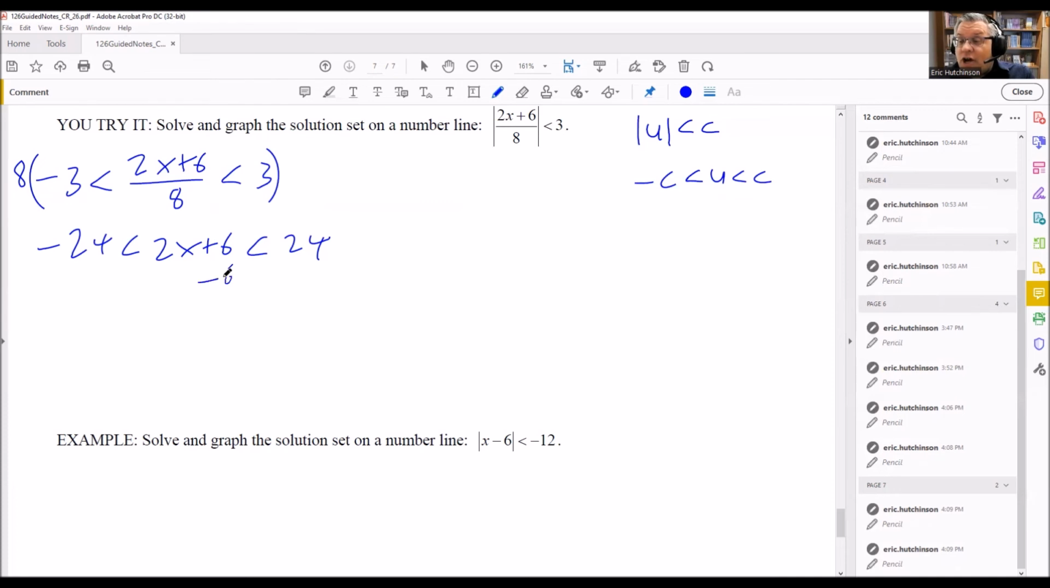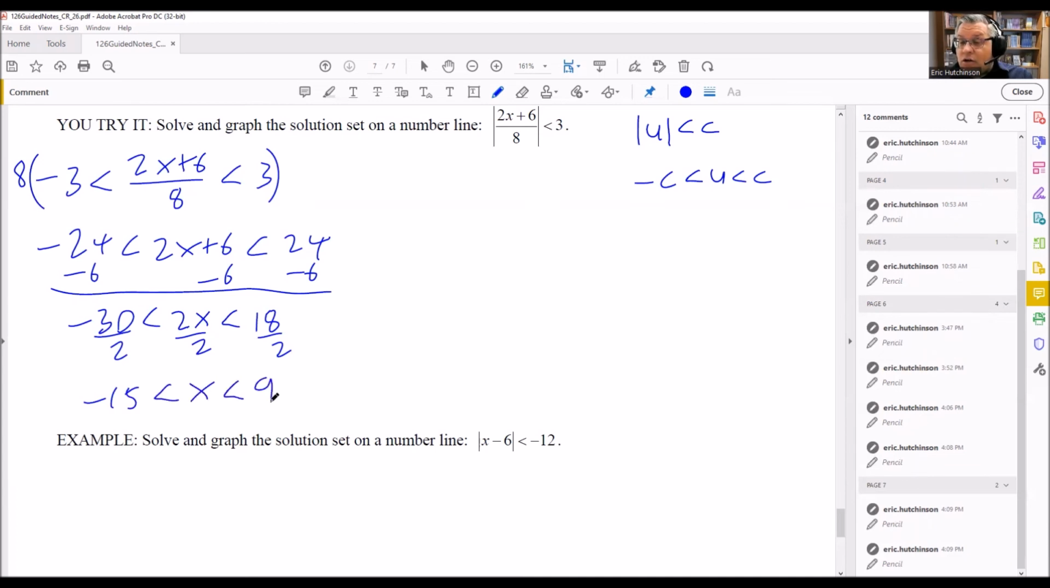Now we just need to solve for x. So we want to subtract the 6s so we can isolate the x there. We get negative 30 is less than 2x is less than 18. So again, just subtract 6 from all the sides like that. But we're not done yet because we have to get x by itself. So now I need to divide everything by 2. We get negative 15 less than x less than 9. Okay, so this is our answer.